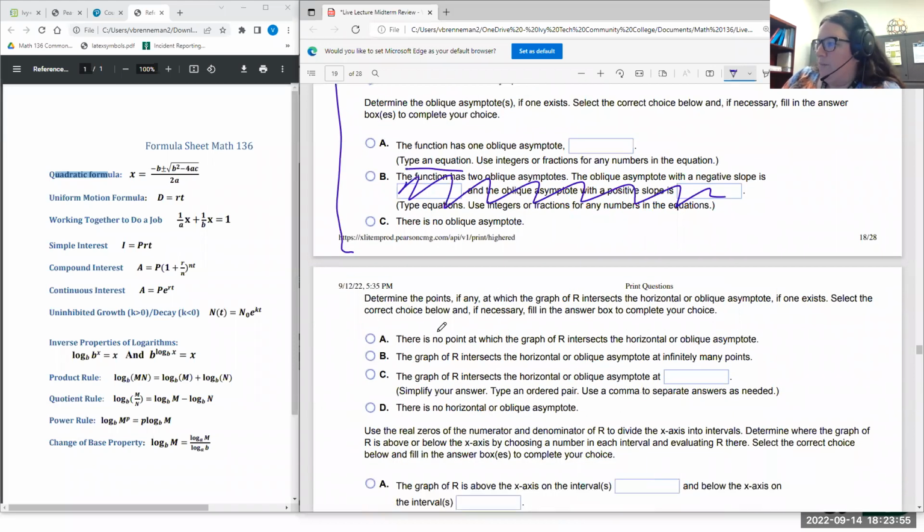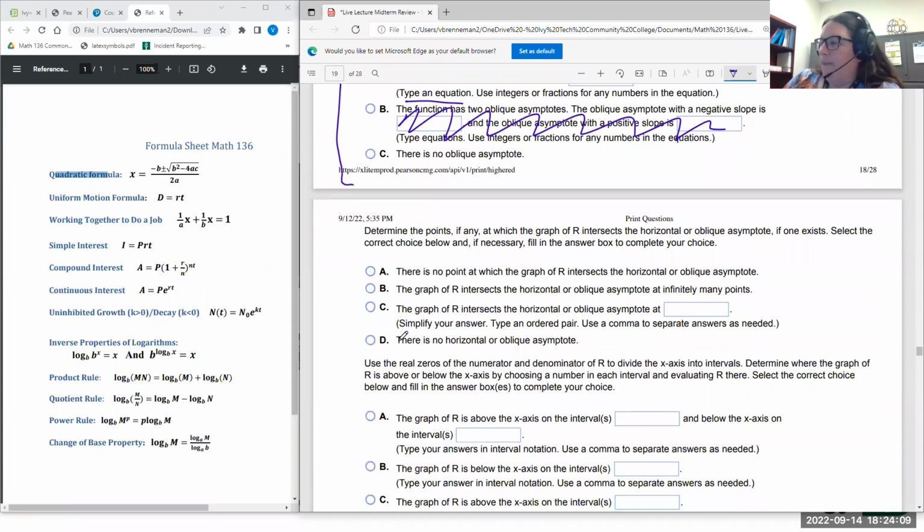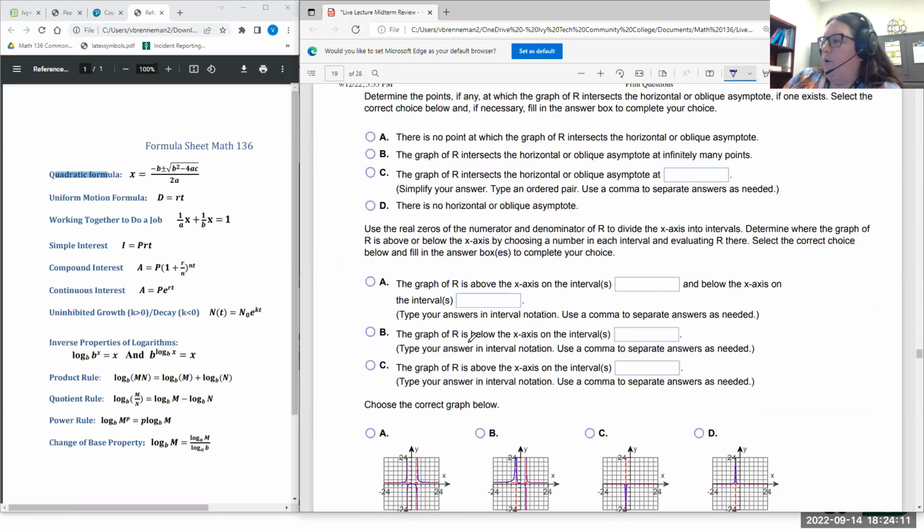And then they have the question about, does the graph intersect? So you would set the function equation equal to the horizontal or oblique asymptote equation and see if there are any solutions to that. Then you have the above or the below x-axis.